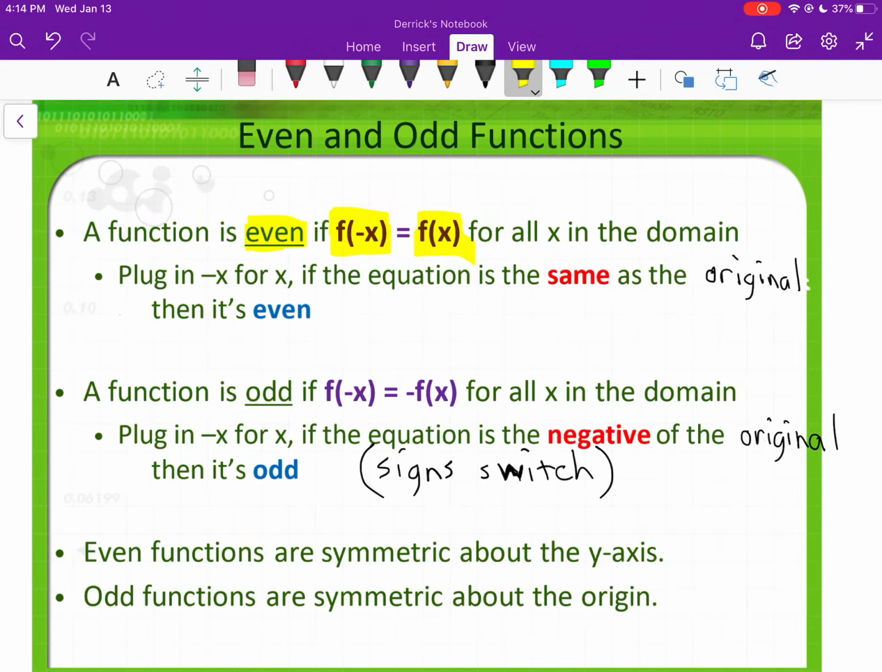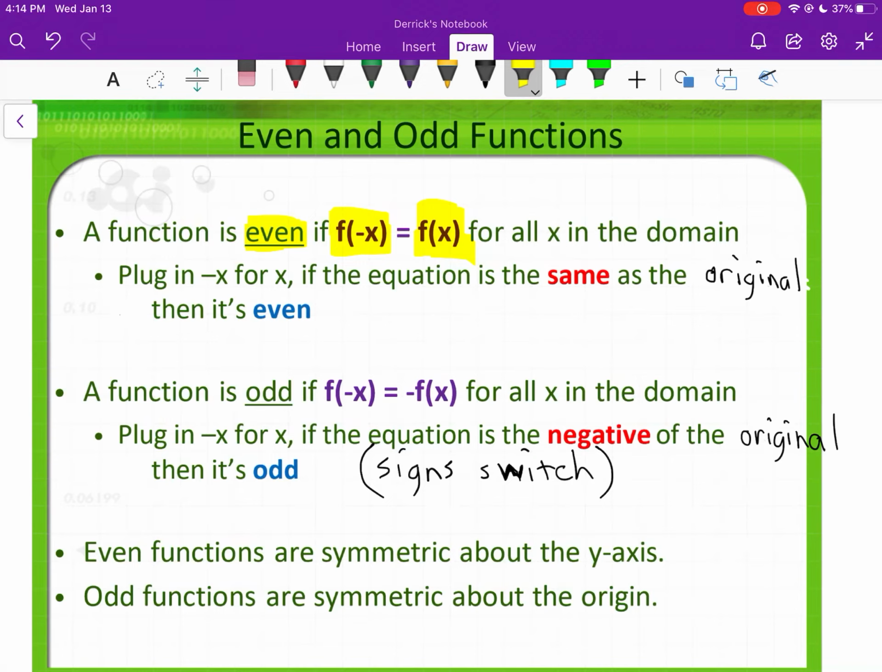Meaning, we are going to take whatever function we've been given and plug negative x in for x. We're going to replace our input with its negative version. If, when we do that, somehow we are still able to get it back to the original function, just the original f of x, well then this would be an even function.